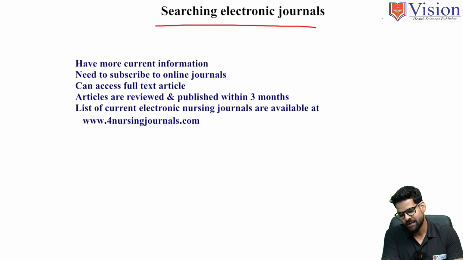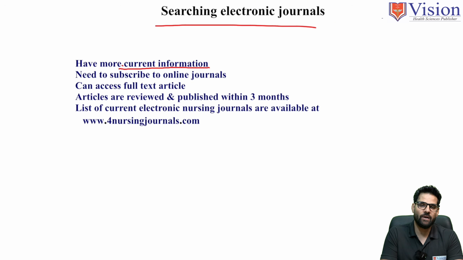You can also search for the electronic journals. Why electronic journals? These days we are only looking for electronic journals because the information is more current there. In printed journals, what happens is something that was published in 25 will be available in 27, because it takes time for printing and reaching the various institutions or libraries. You need to subscribe to the online journals. As I said, online libraries are available in most of the medical health sciences universities. So with that, free access is available.